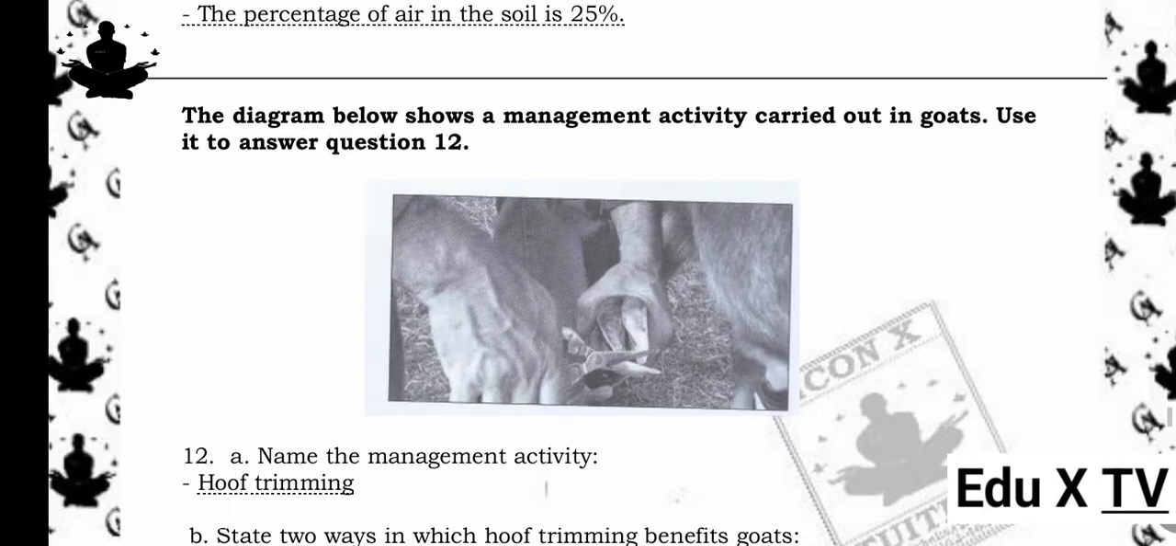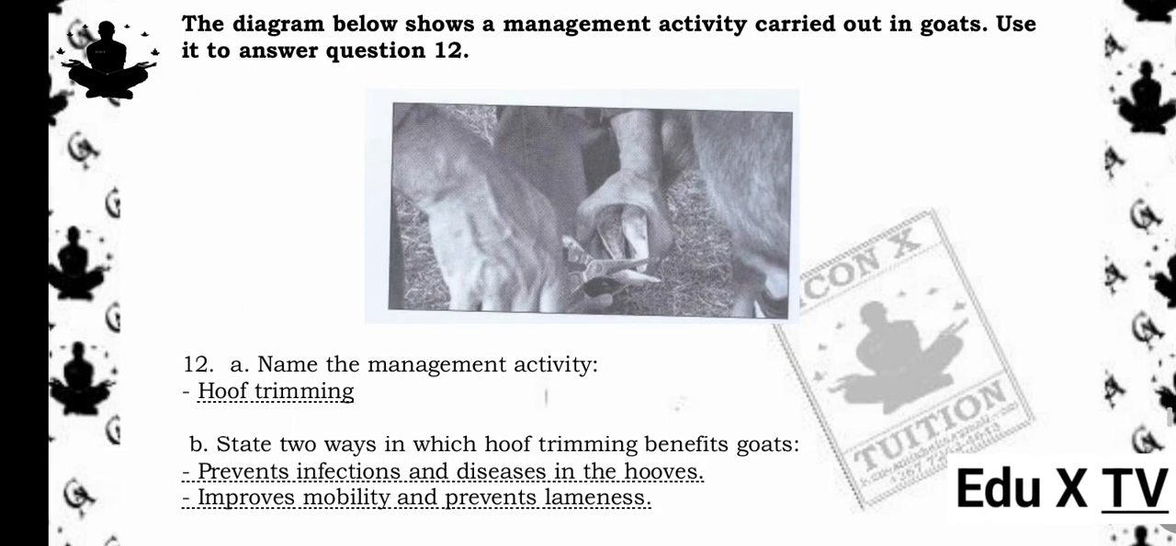The diagram below shows a management activity carried out in goats. Use it to answer question 12. 12. A. Name the management activity. Hoof trimming. B. State 2 ways in which hoof trimming benefits goats. Prevents infections and diseases in the hooves. Improves mobility and prevents lameness.